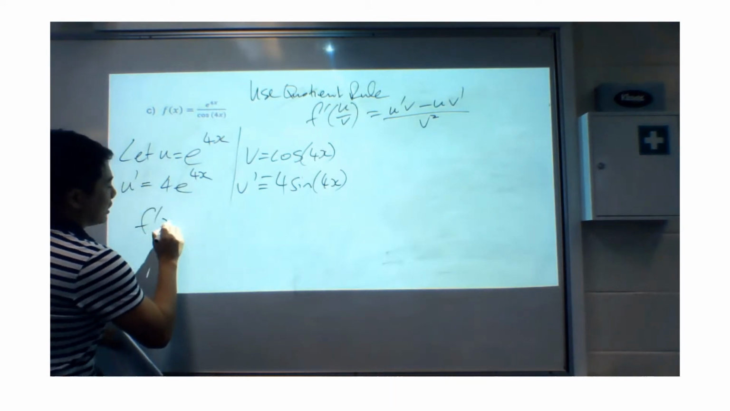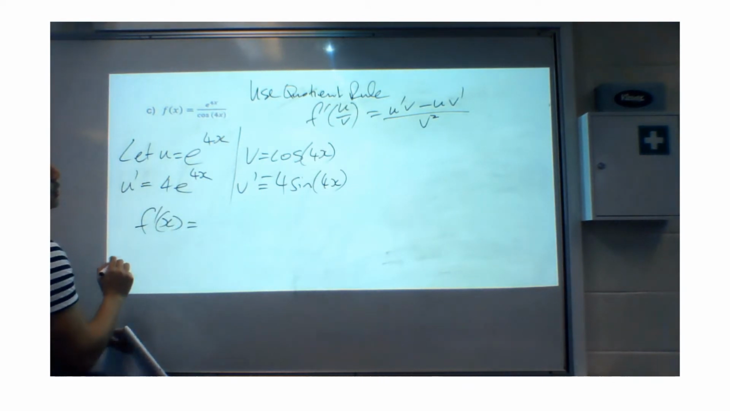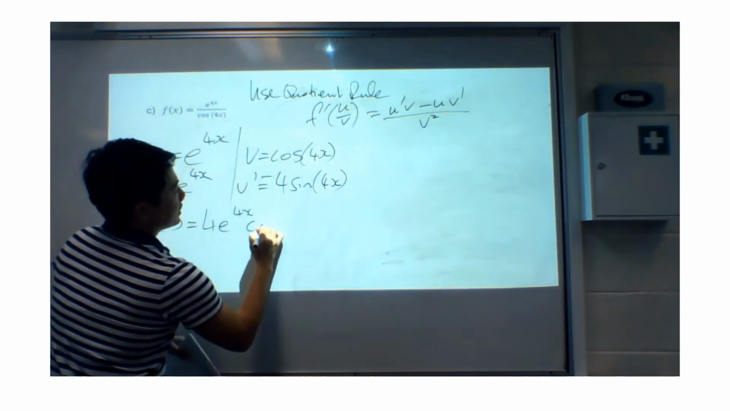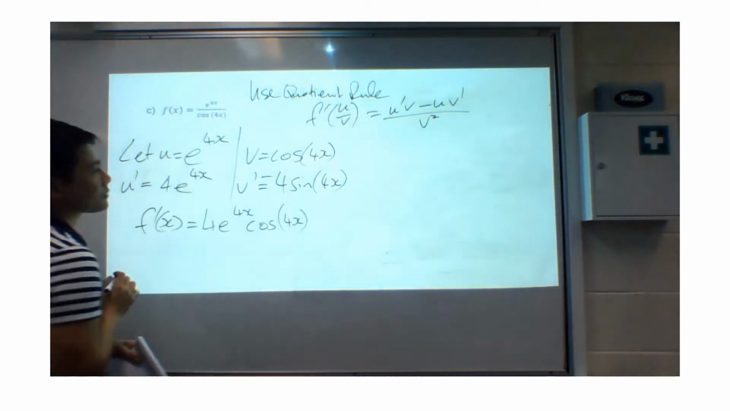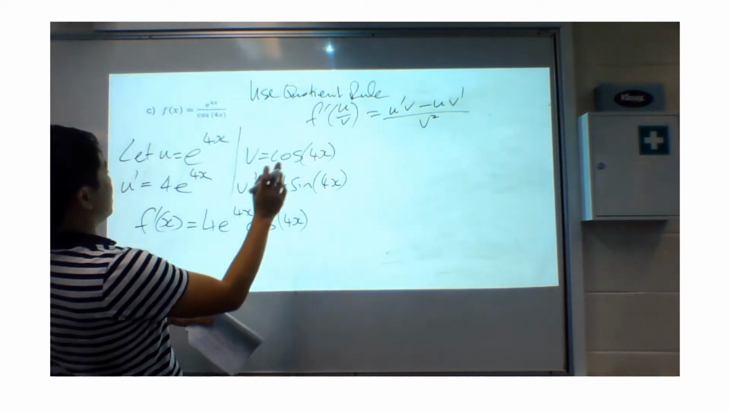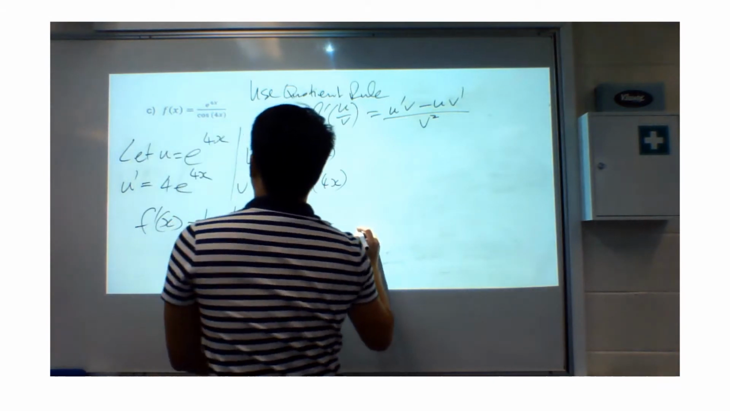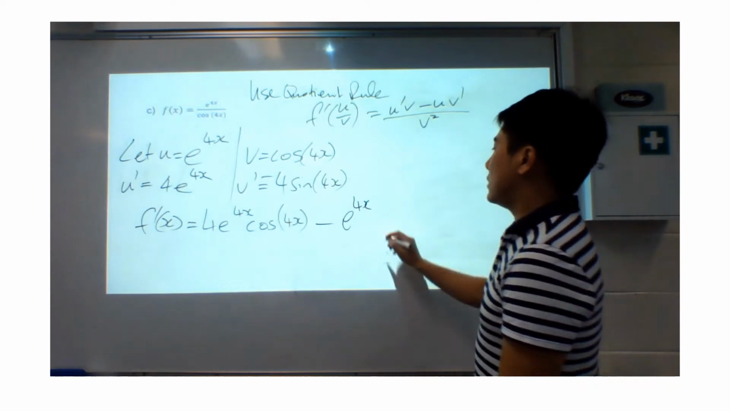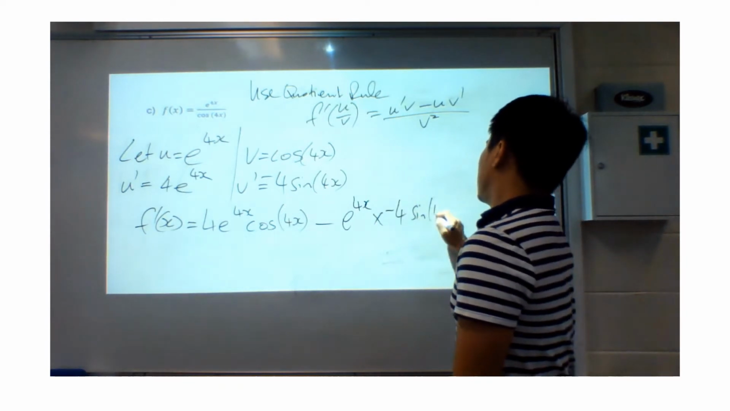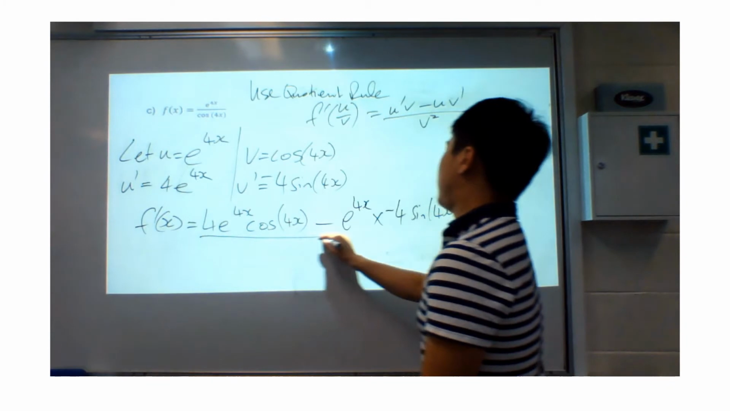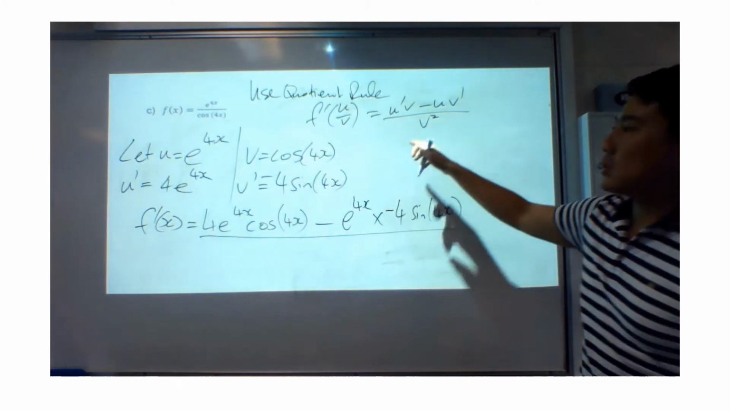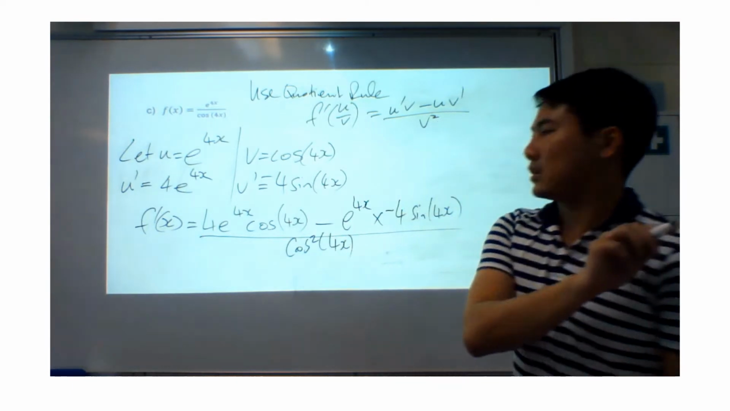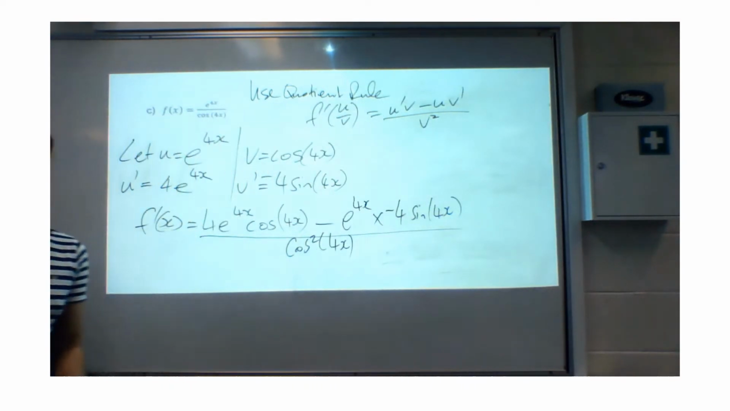So f dash x equals to u dash, which is 4e 4x, v, which is just cos 4x. Take away u, which is e to the power 4x, and v dash, which is negative 4 sine 4x. Everything over v square, which is cos square 4x. Okay? Now we just need to tidy it up.